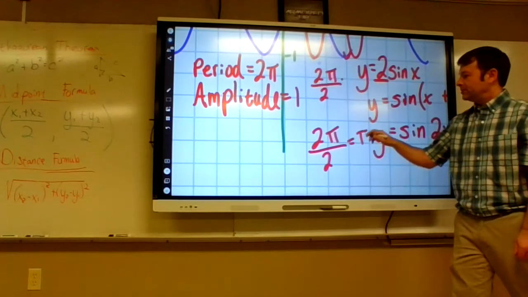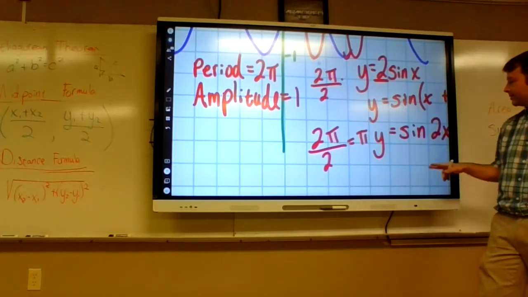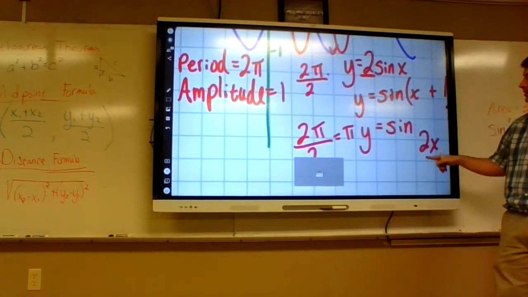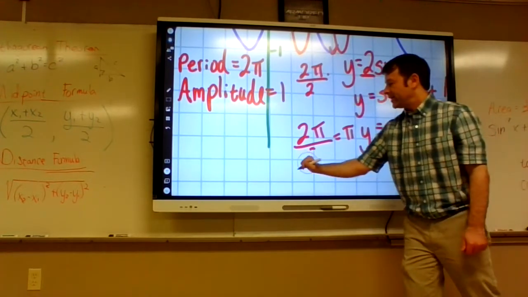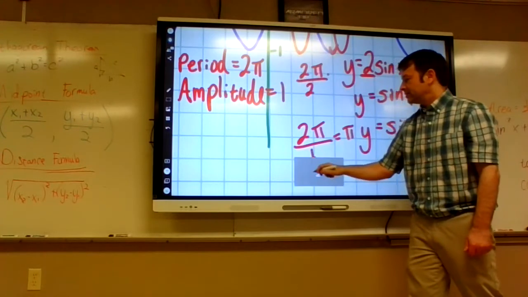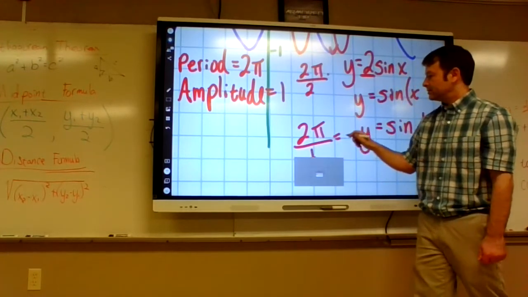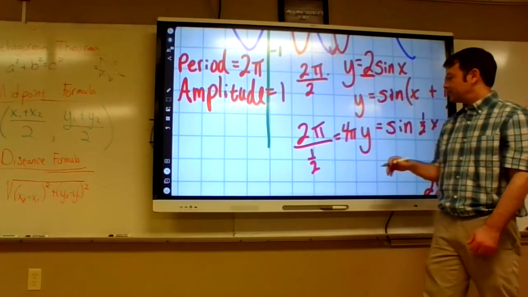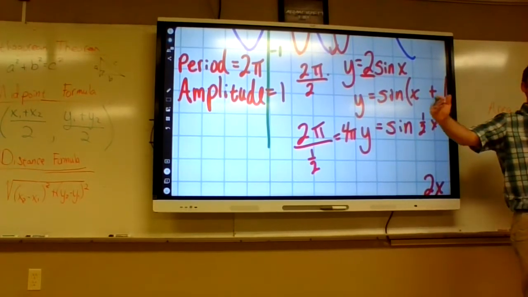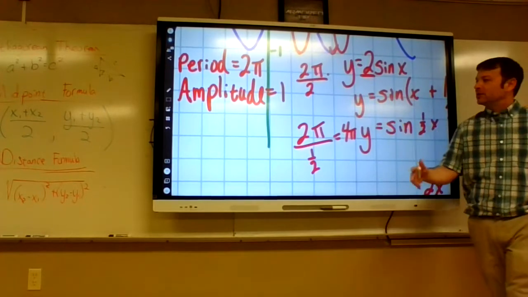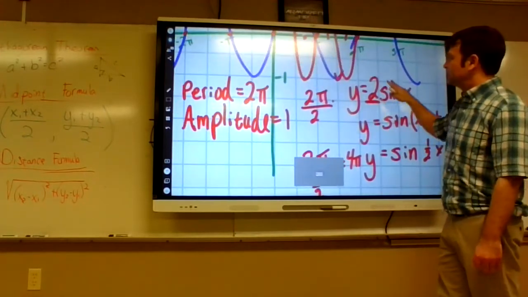And that's your new period, which in this case would just be pi. If there was a 1/2 in front of the x, you would do 2 pi divided by 1/2, which is actually 4 pi, would be the new period. So if you multiply by 1/2, everything happens half as fast, and it slows down. It gets wide, broad, slow.